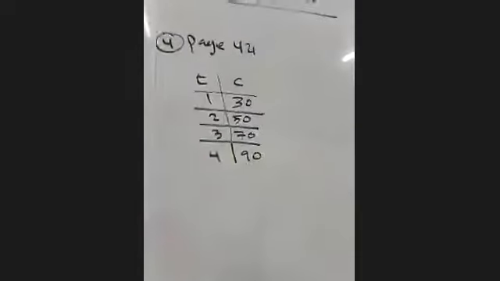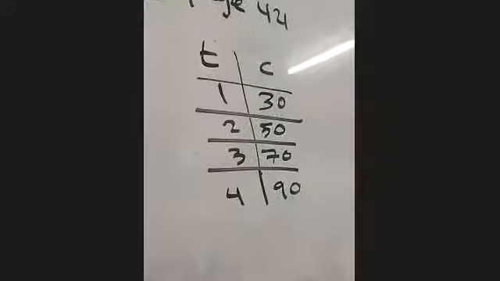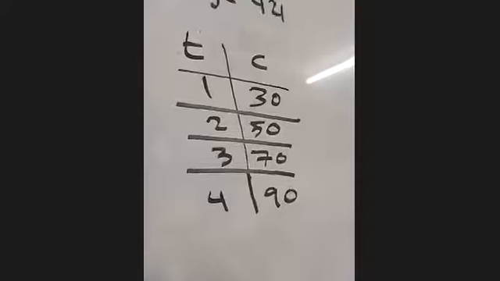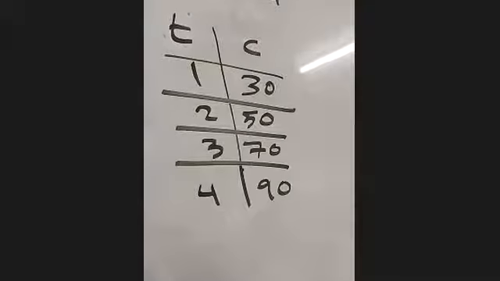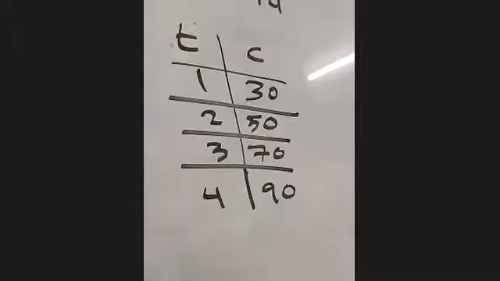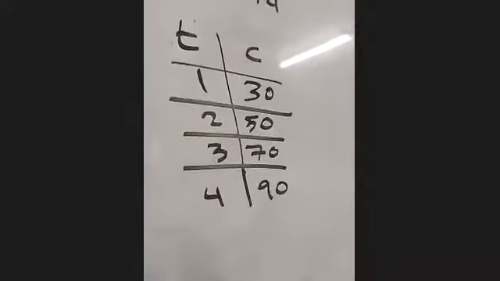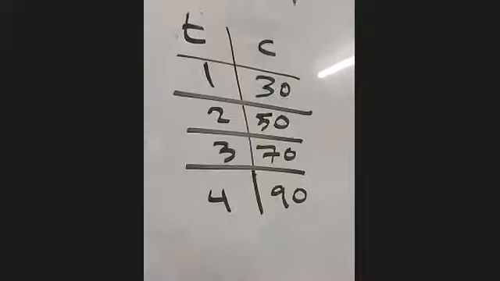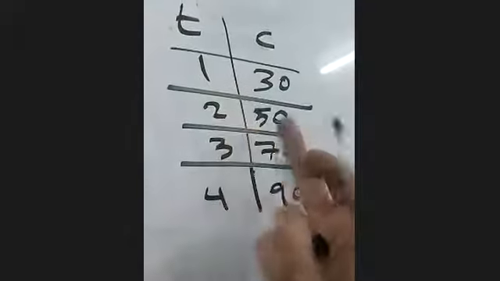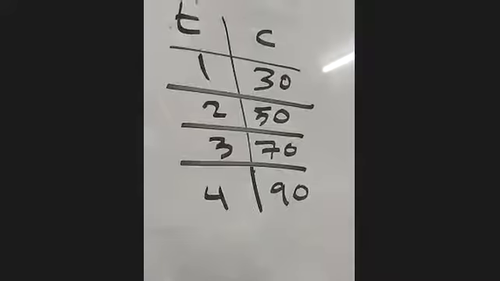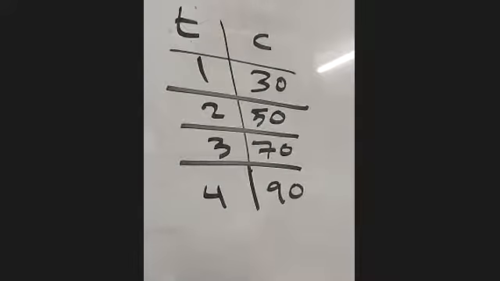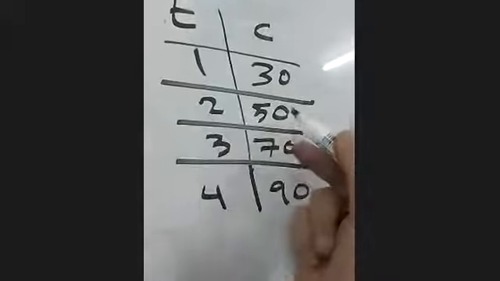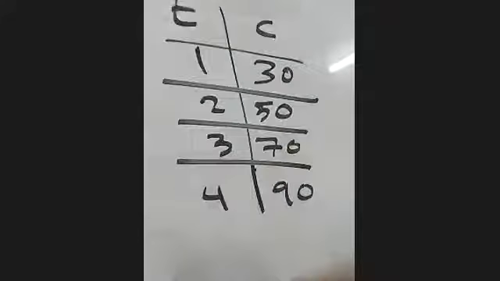Now how do we make this? We first think about the multiplication, right? How does the 1 become 30? We can multiply by 30 or plus 29. 1 plus 29 equals 30. So if you do the same for the 2, can you get 50? Yes or no?